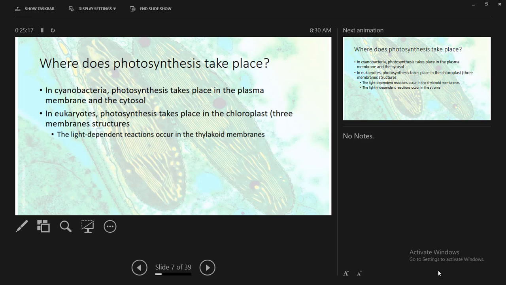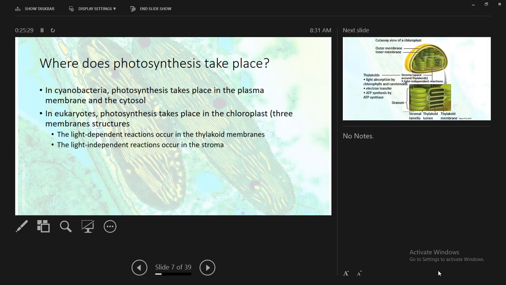And the thylakoid membranes, this is where all the machinery are located for the light-dependent reactions, which are all about? What are the light-dependent reactions all about? Making ATP. Now, the light-independent reactions, these happen in the fluid inside of the chloroplast. It's called the stroma, is that fluid.